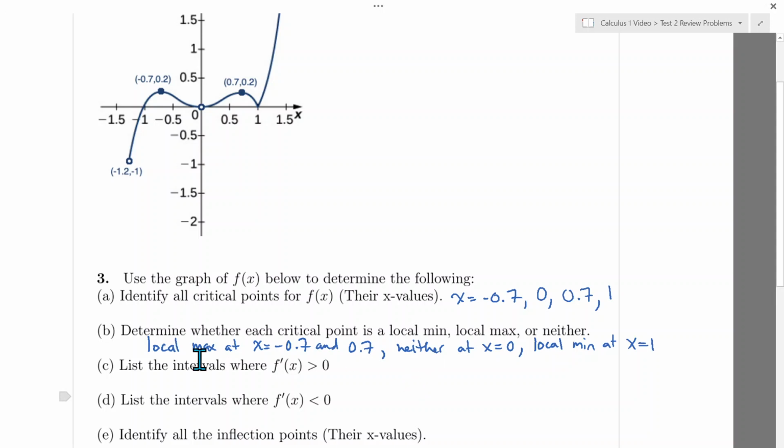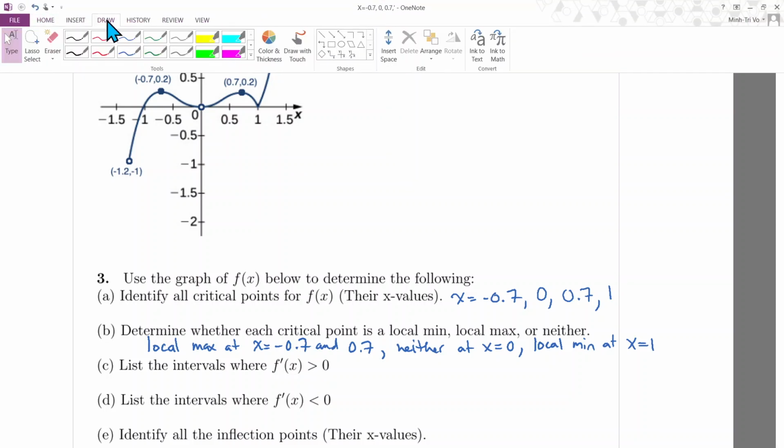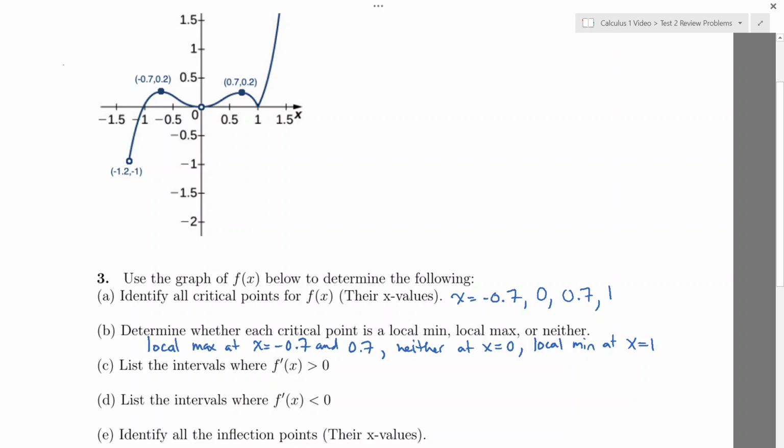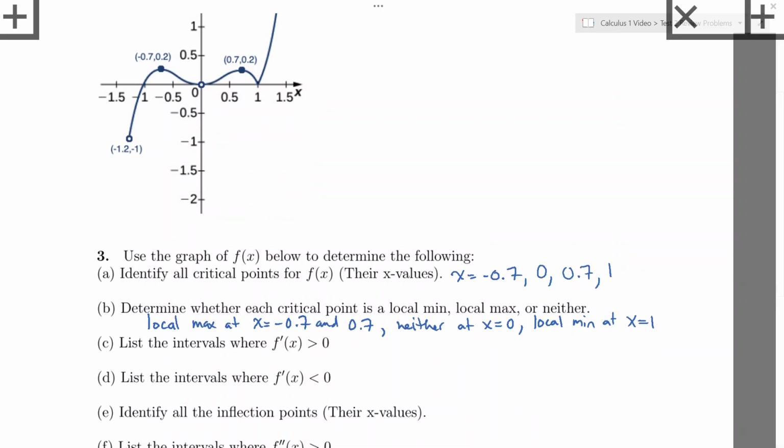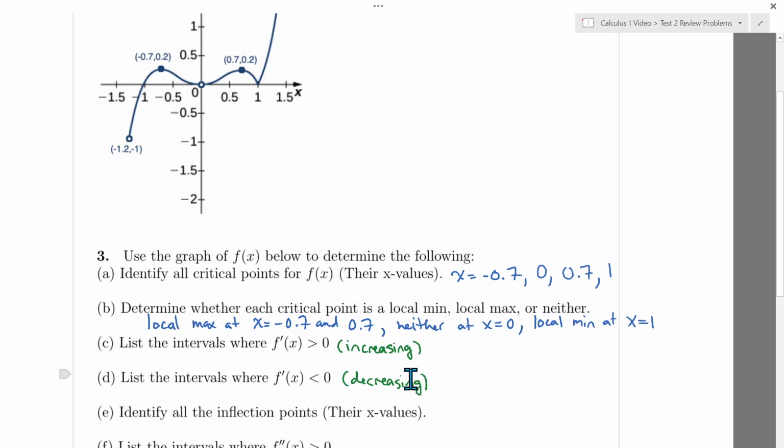Okay, so C and D are looking at where the first derivative is either positive or negative. Whether the first derivative is positive or negative indicates where the graph is increasing or decreasing, right? So part C essentially is just asking where the graph is increasing, and part D is asking where the graph is decreasing, because negative derivative means the graph is decreasing.